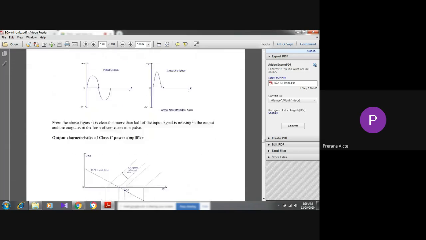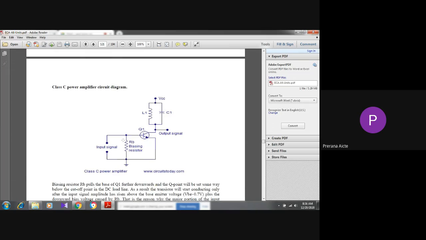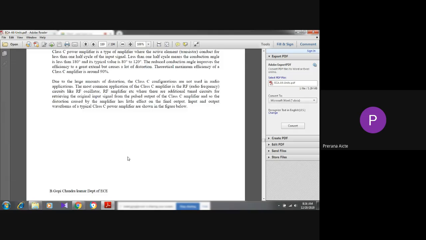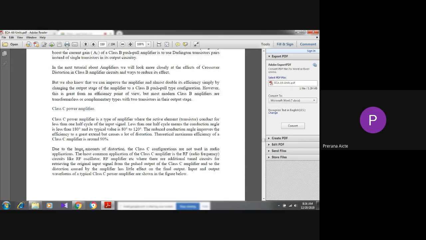Class C. This is the class C power amplifier: input signal, a biasing resistor, the transistor, and this is the tuned circuit or LC circuit. Now let's get into this topic. A class C amplifier is a type of amplifier where the active element conducts for less than half of the cycle. That means the conduction angle is less than 180 degrees, and its typical value is approximately 80 to 120 degrees. The reduced conduction angle improves the efficiency to a great extent, but causes a lot of distortion.